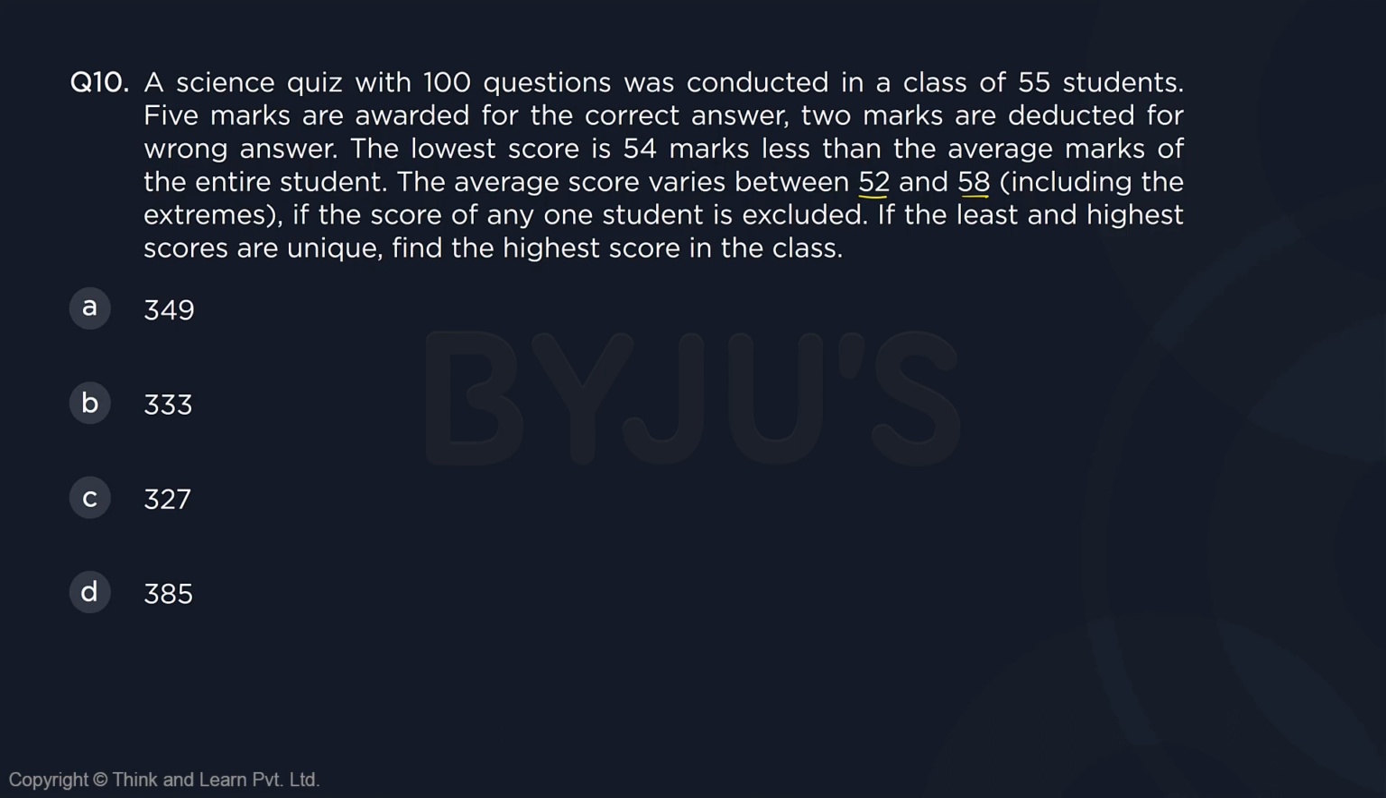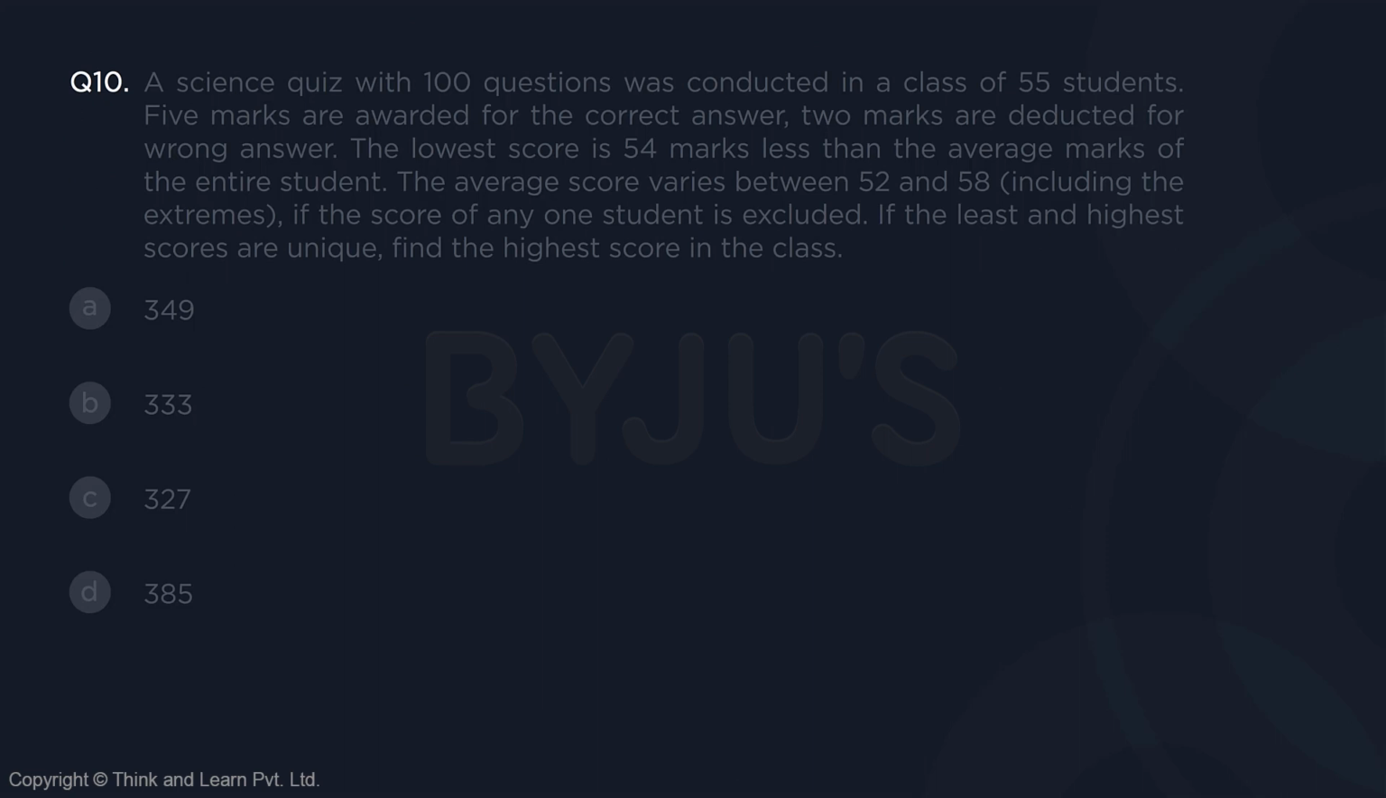If the least and highest scores are unique, find the highest score in the class. Okay, let's solve it. Lowest score is 54 marks less than the average. Let's say the average is A. So the lowest marks will be A minus 54. 55 students, average is A, so the total marks must have been 55 into A.